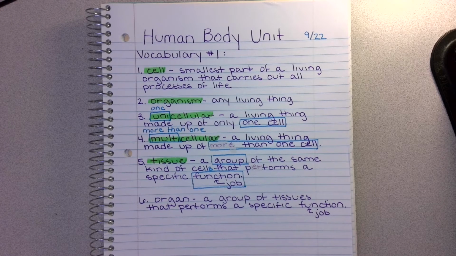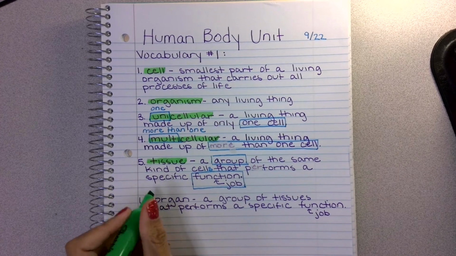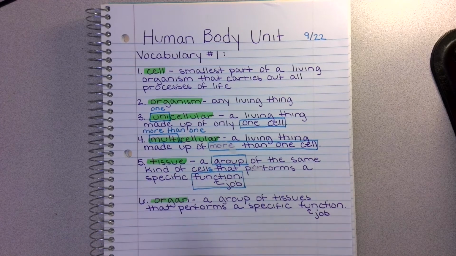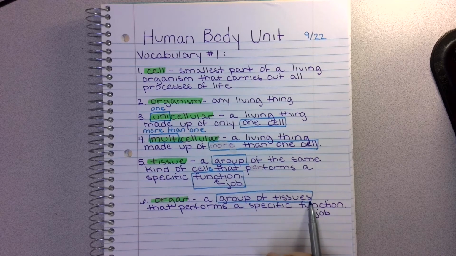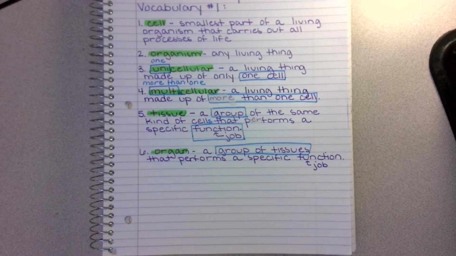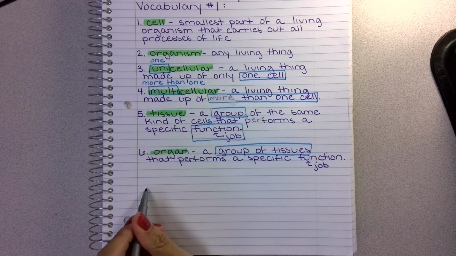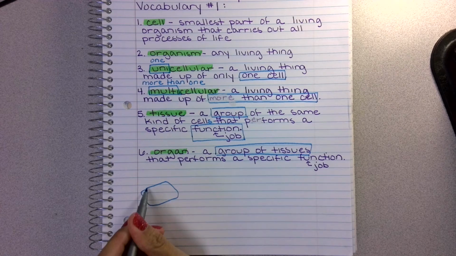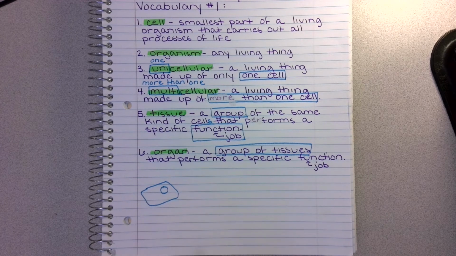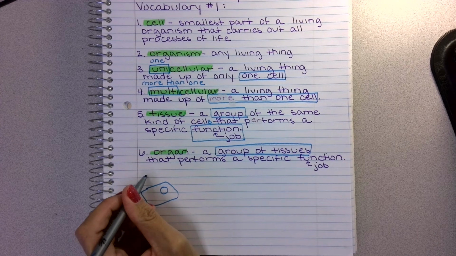Okay. And then you have organ. An organ is a group of tissues that performs a specific function or a job. Okay, so you got to think of it this way. You have your cell. Here's my cell, and that's the nucleus in the cell. So you have your cell.